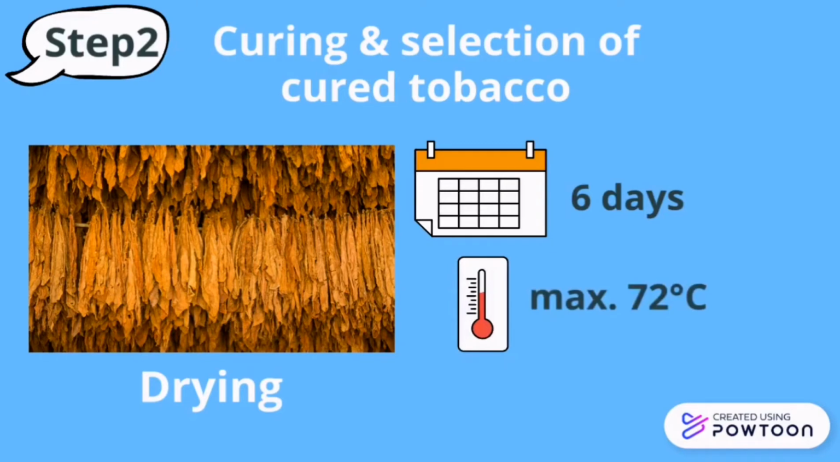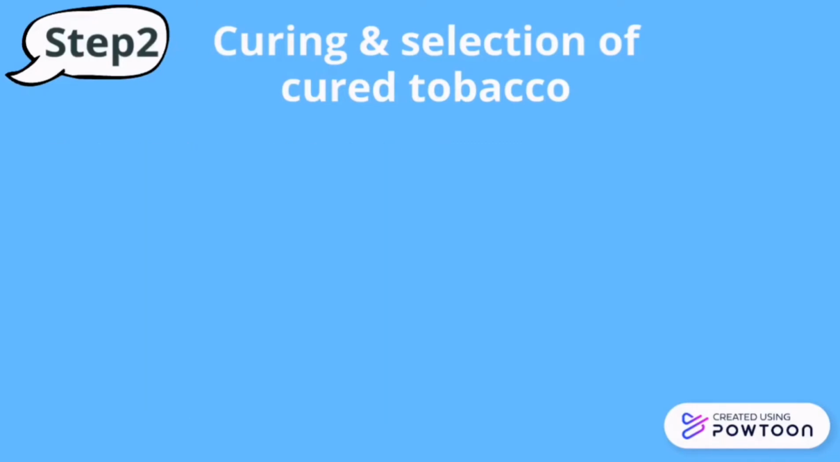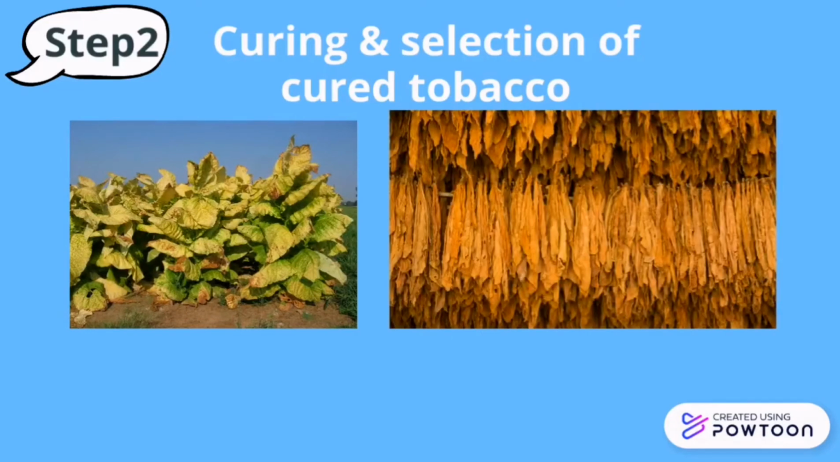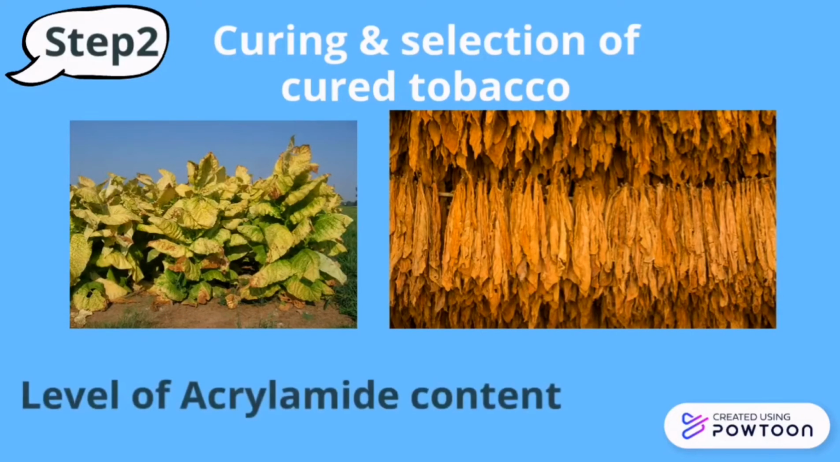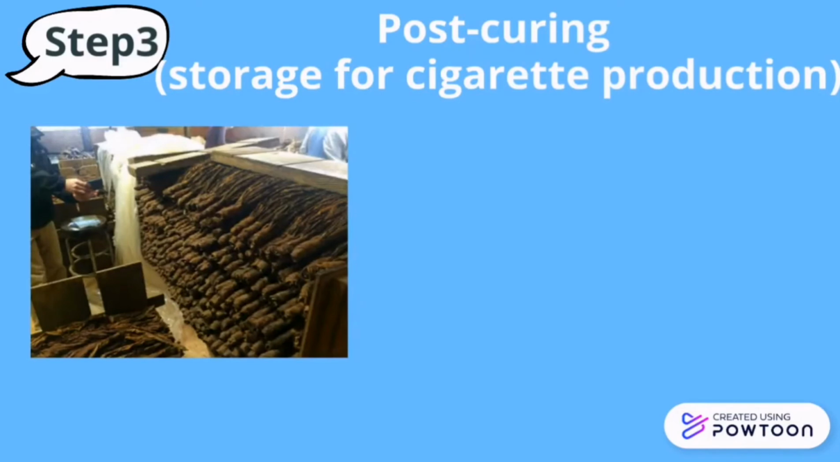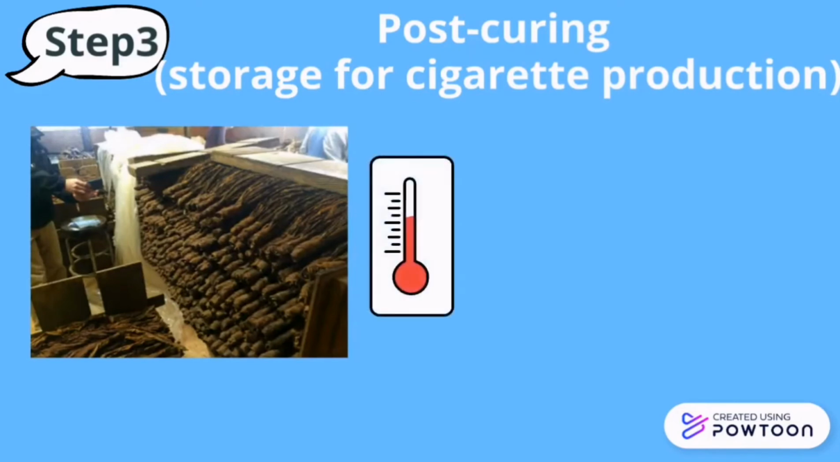the drying stage. After the curing process of wilting, yellowing, and drying for almost 8 weeks, the level of acrylamide in cured tobaccos is tested to be relatively higher than measured in uncured tobaccos. Finally, at the post-curing stage, which involves the storage for cigarette production, the tobacco intended for cigarette production will be stored at an ambient temperature of 15 degrees Celsius to 21 degrees Celsius.